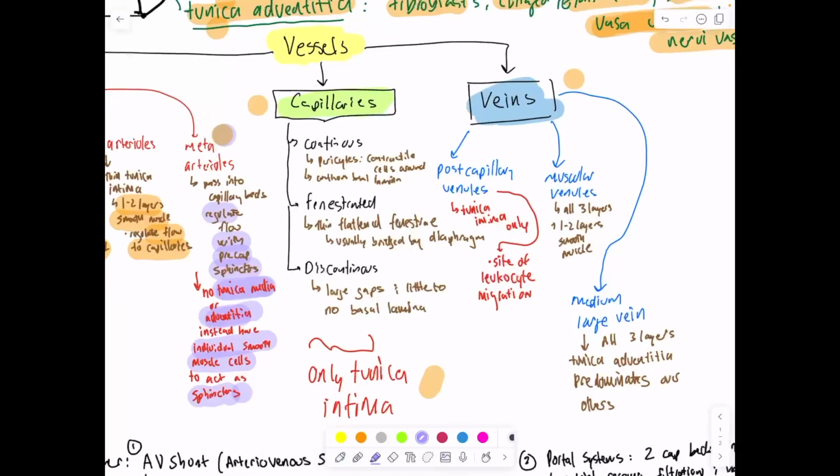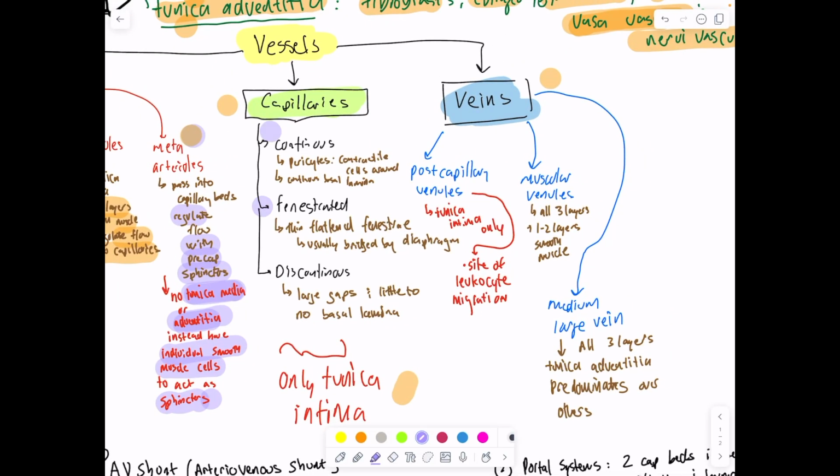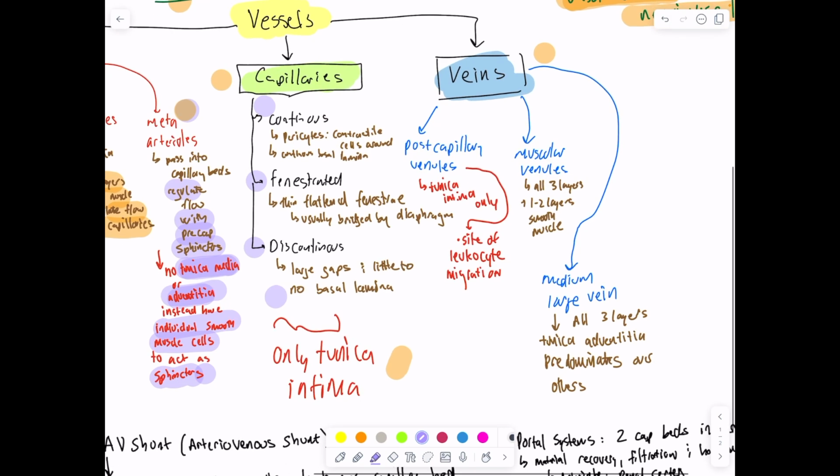Okay, then we have our capillaries. We have 3 different types: continuous, fenestrated, and discontinuous. We know fenestrated means tiny holes. Discontinuous has large gaps with little to no basal lamina. And all of our capillaries only have the tunica intima layer. Our continuous capillaries have a continuous basal lamina. They also have cells on the outside called pericytes that are contractile, so they can squeeze on the capillaries to help with movement of blood through them. Okay, so not too bad.